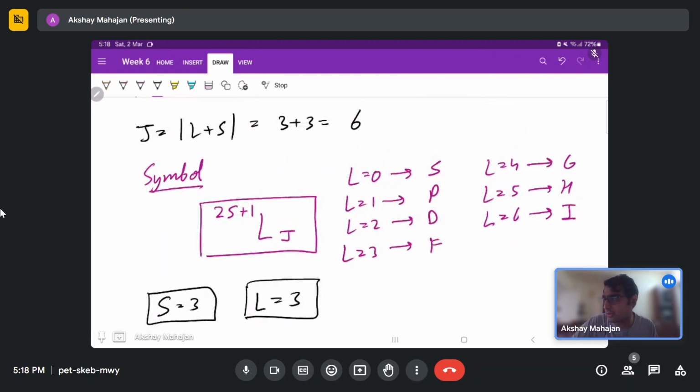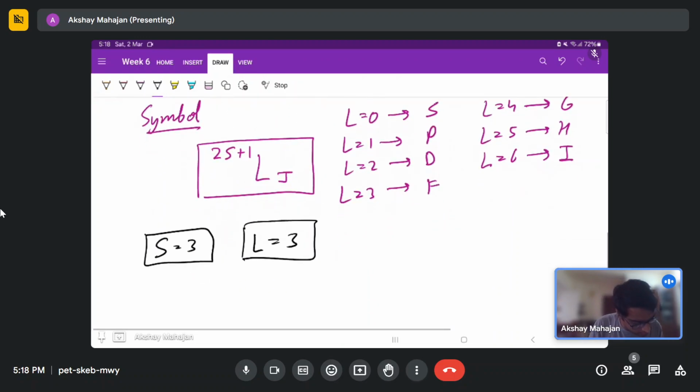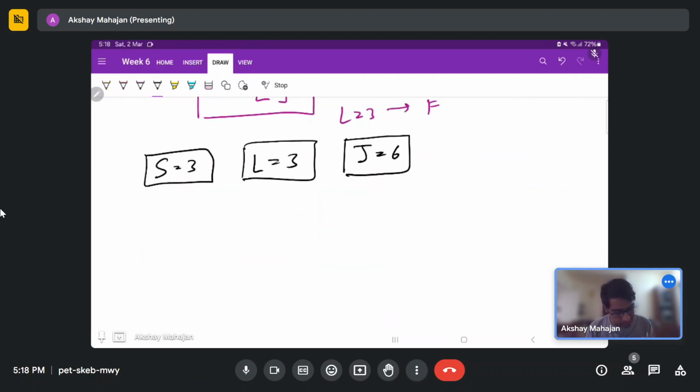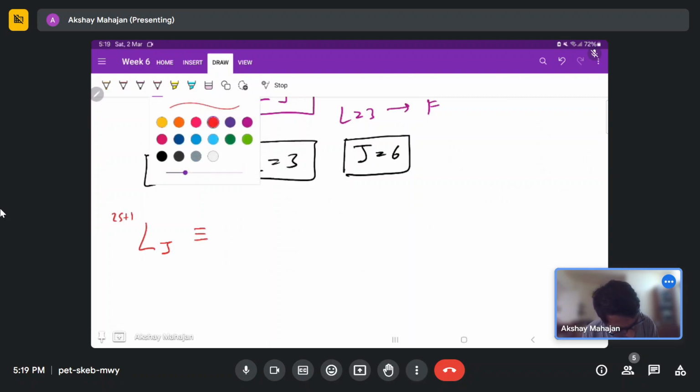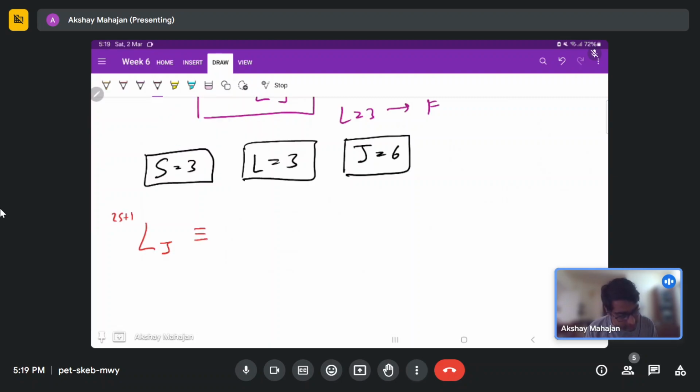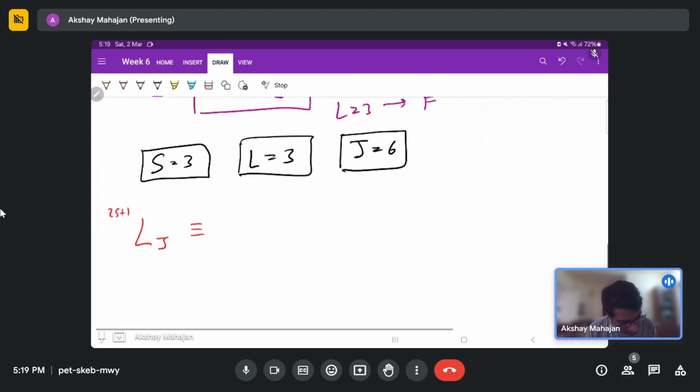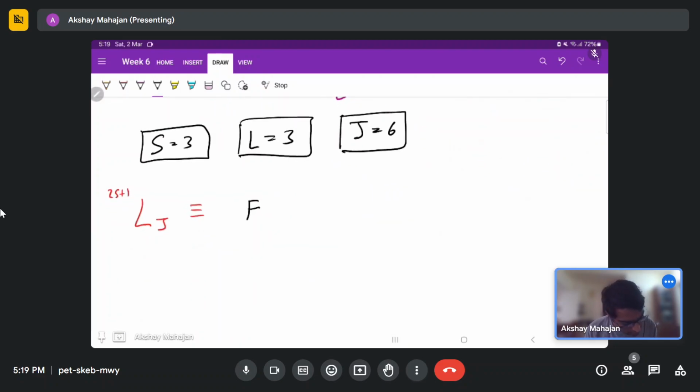Alright, so now in our case we have S equals 3, L equals 3 and J equals 6. So our symbol will be given by the formula: capital L is 3, for L equals 3 we have capital F, J is 6, and it will be 2S plus 1 which is 7, so this will be our symbol 7F6. Okay, so this is going to be our symbol for this ion.